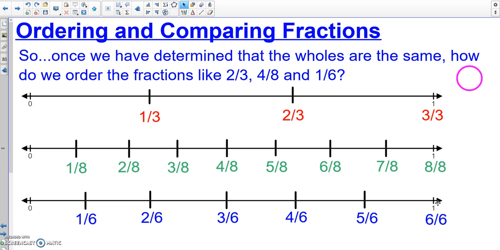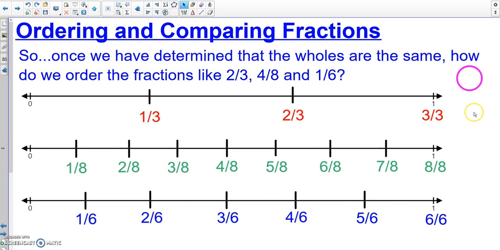Then I use the unit fraction to partition the number line. So for 2/3, because my denominator is 3, I needed to partition into 1/3, 2/3, 3/3. The same for 8ths and 6ths. I needed a number line to be partitioned into 8ths and into 6ths.